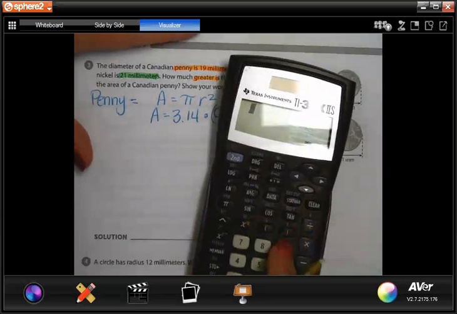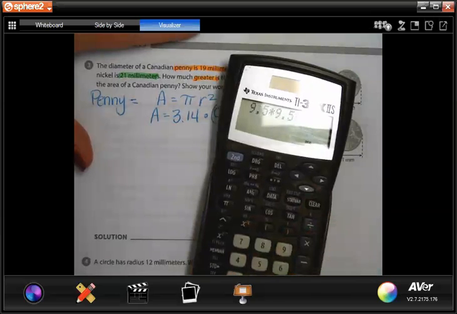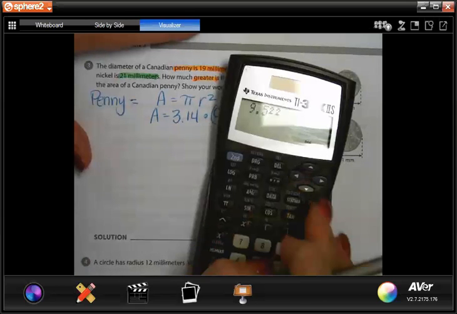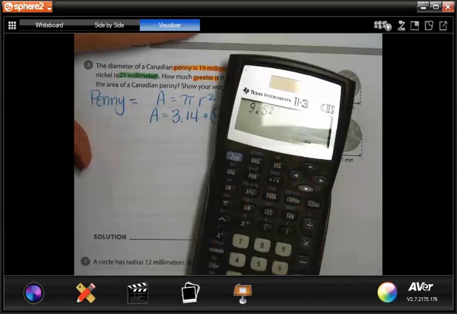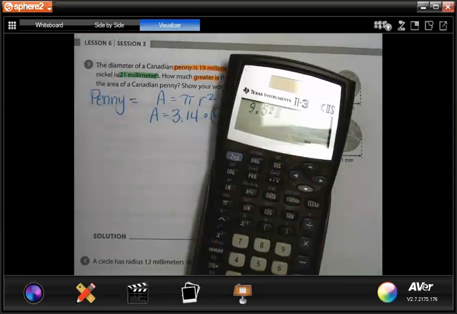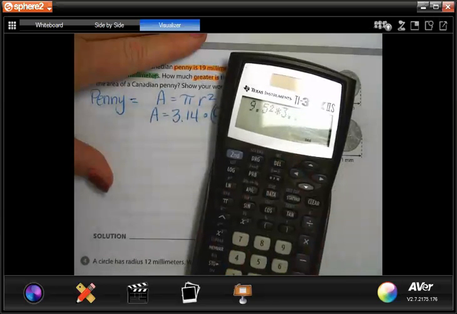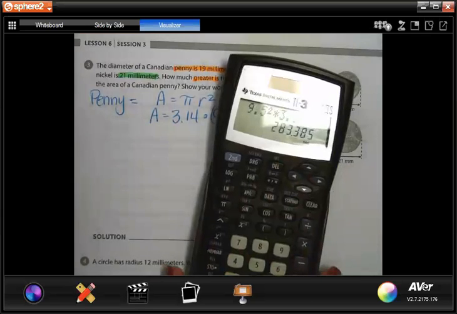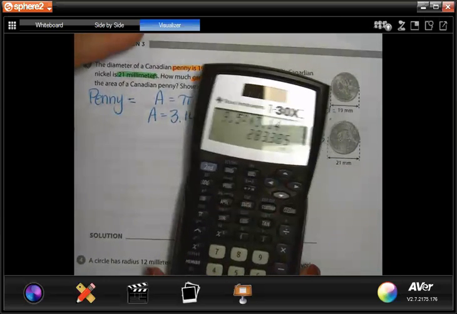To square this, just to let you guys know, you could go 9.5 times 9.5, but look at this, there is a squared button right here on the calculator. So if I do that, I'm going to square that, right? Oop, I don't want to square twice. That would be bad. Then I'm going to multiply it by pi, 3.14. And there it is. And I'm going to round it to the nearest hundredths place.